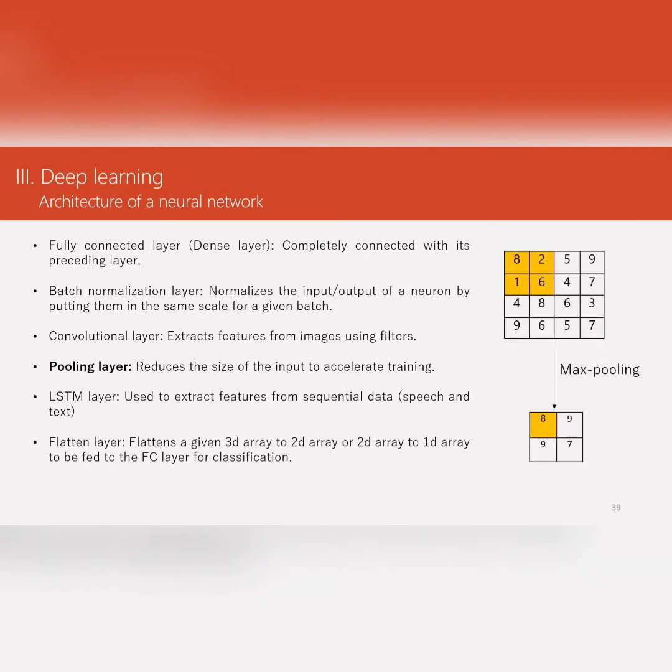Pooling layers are usually used right after convolutional layers to reduce the feature size. As you can see in the example, here we have an example of max pooling. So we select the max value from a given portion of our image.